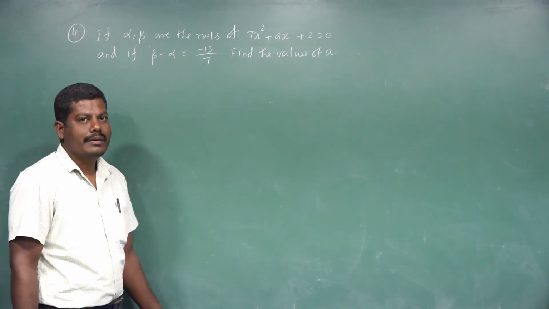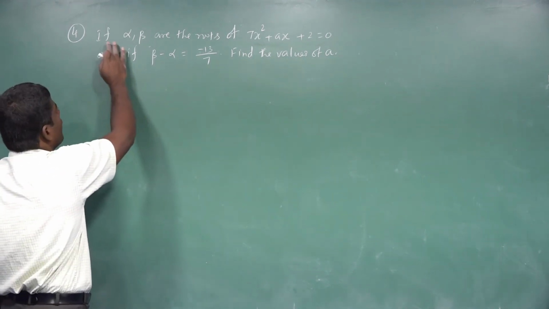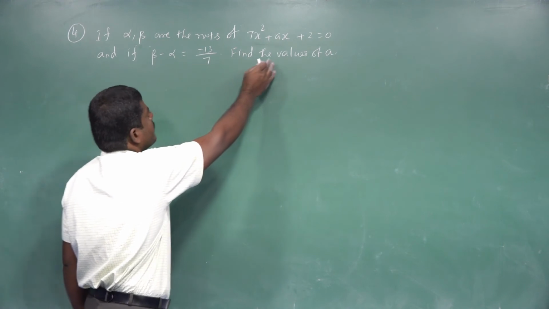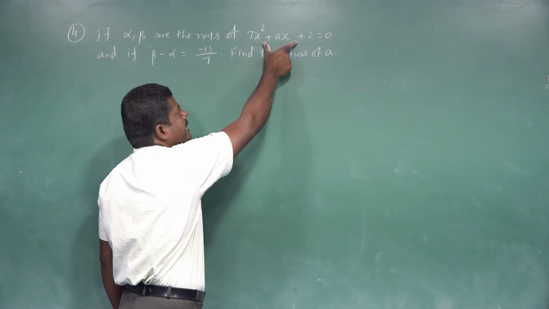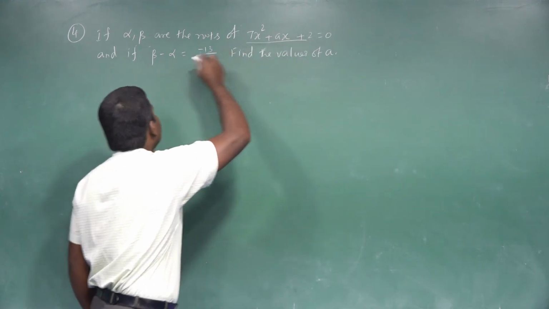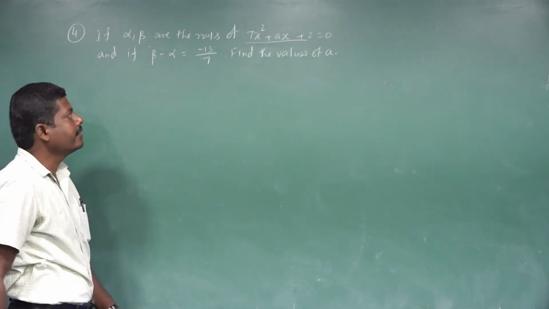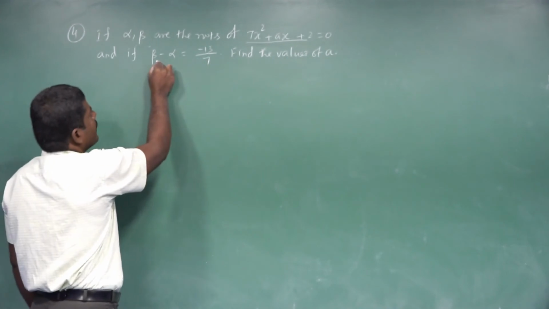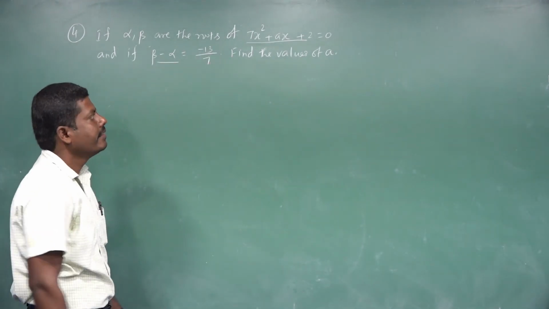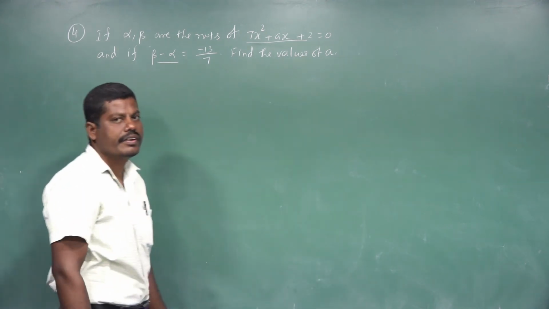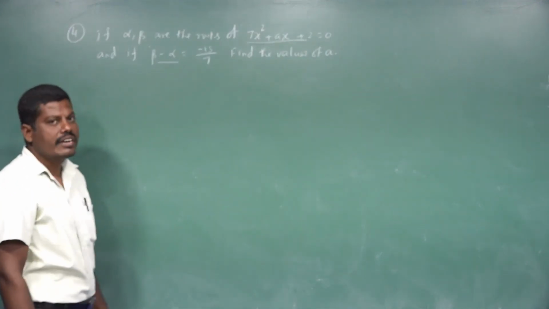Okay, next we listen to question number 4. If alpha comma beta are the roots of 7x square plus ax plus 2 equal to 0. Every quadratic equation has two roots. One root is alpha and another root is beta. And one more condition is given: beta minus alpha is equal to minus 13 divided by 7. Find the value of a.